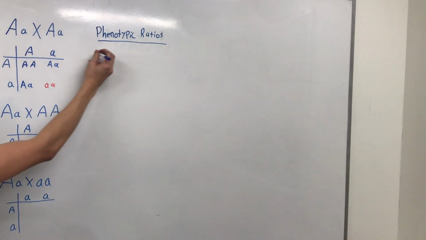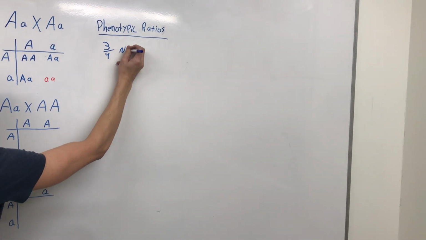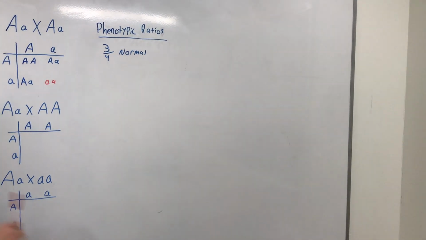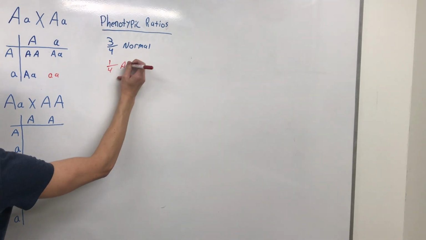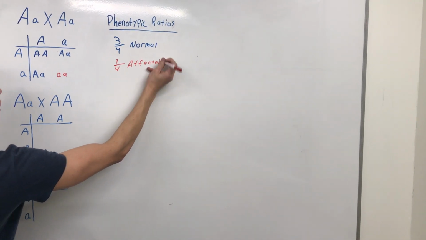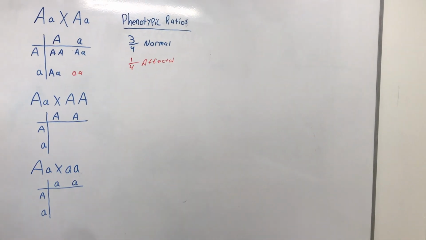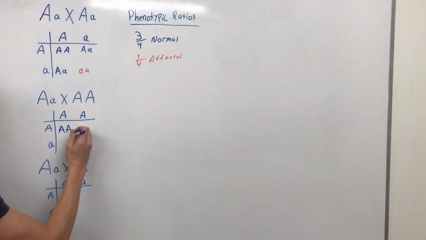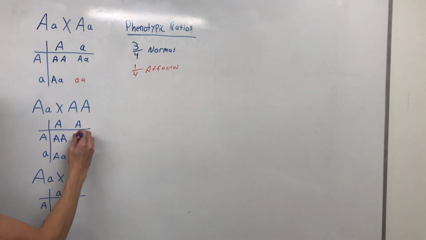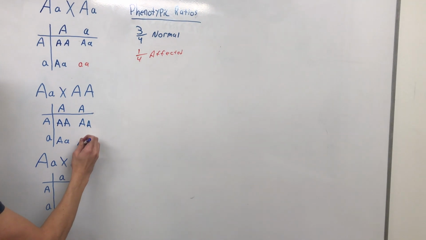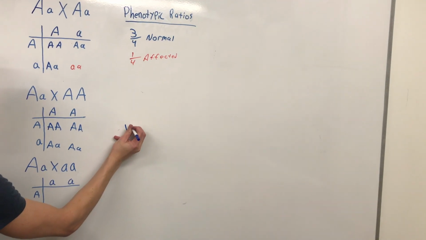The first cross is of 2 heterozygous parents, meaning big A's and little a. Here you see 75% of their offspring will show normal phenotype, while 25% will have the affected phenotype displayed in red. In the second cross, a heterozygous parent is crossed with a homozygous dominant parent. This leads to 100% of their offspring having normal phenotypes.